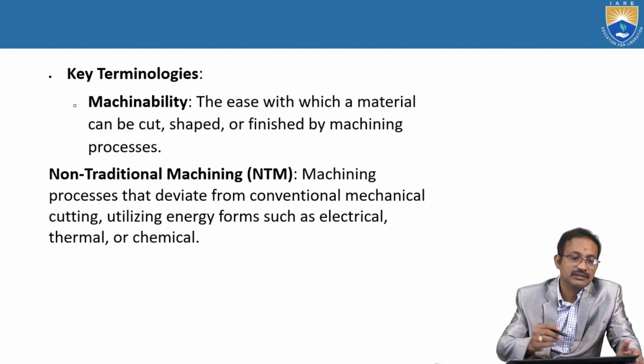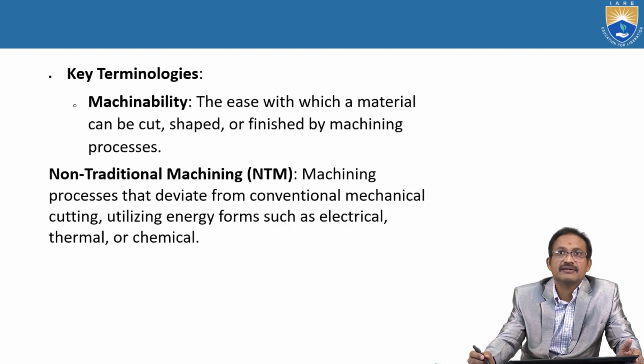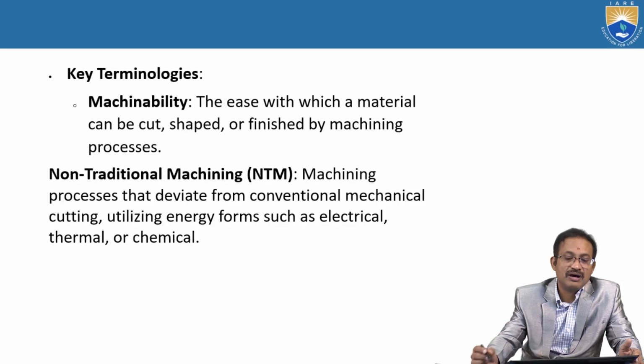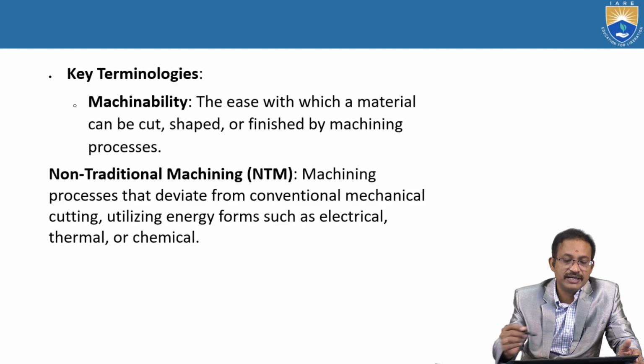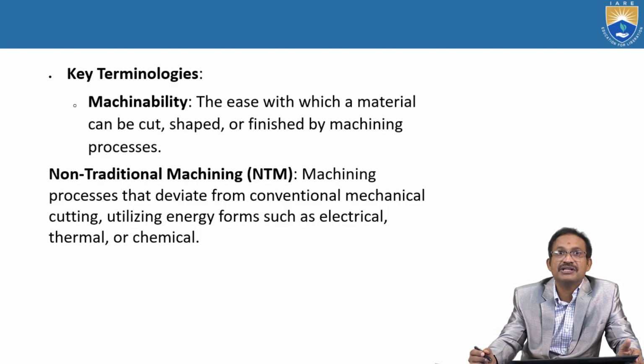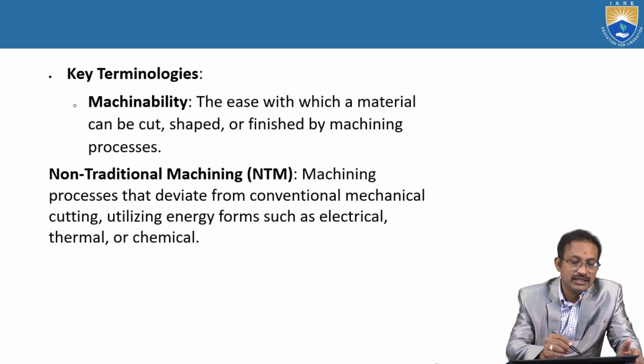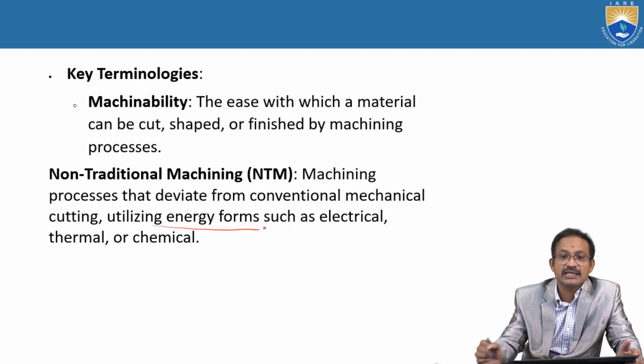Key terminologies. Machinability: the ease with which a material can be cut, shaped or finished by machining processes. Non-traditional machining, NTM: machining processes that deviate from conventional mechanical cutting, utilizing energy forms such as electrical, thermal or chemical.